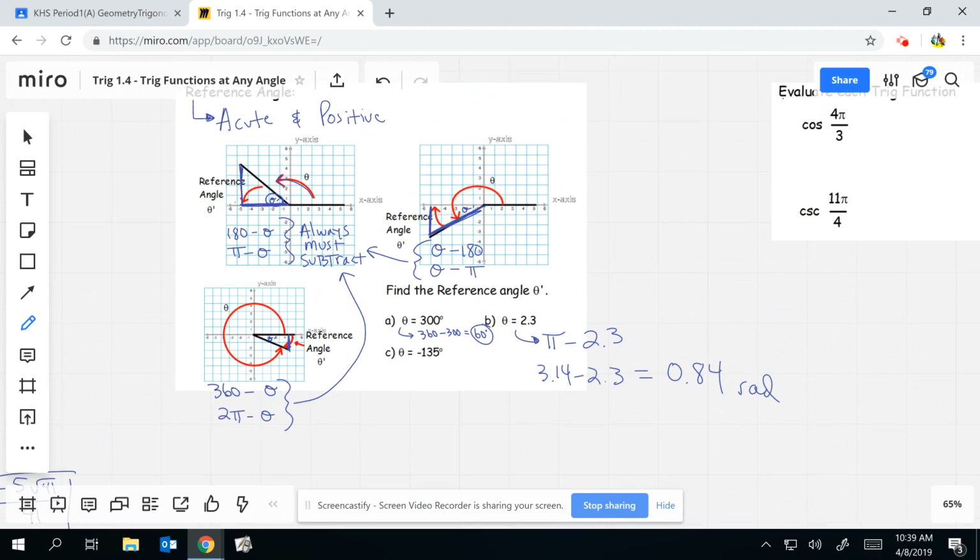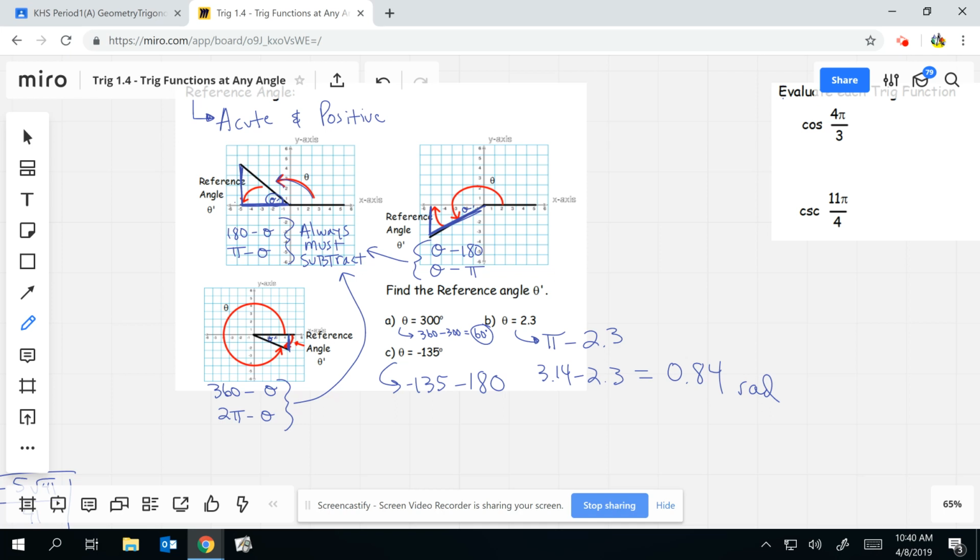So normally we would do our angle minus 180. But if I do my angle, negative 135, minus 180, then it's going to break both of my rules. Because if there's 2 negatives, I would add and keep it negative, and it can't be negative.